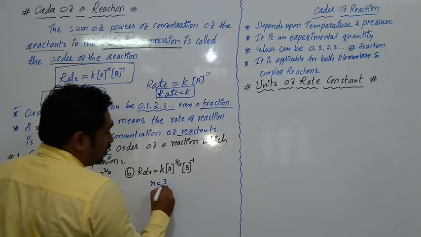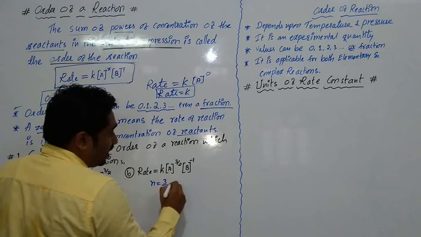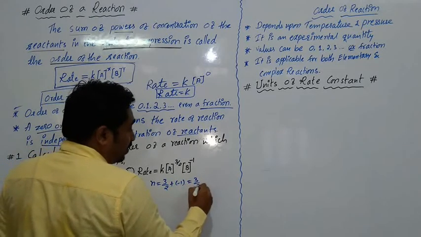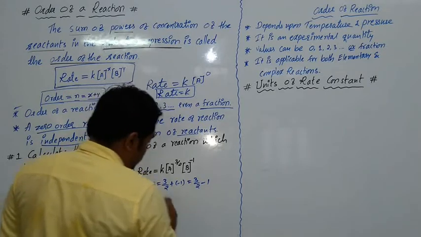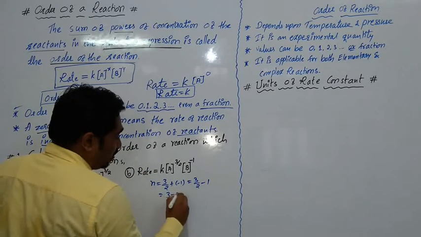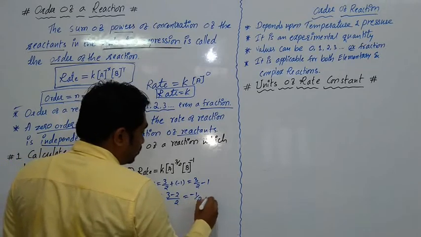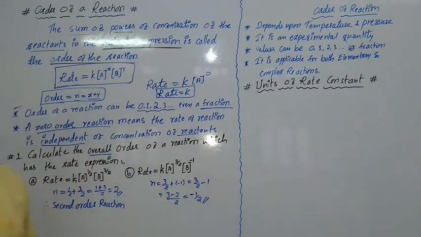So next, for this, the order is equal to x plus y. x is 3 by 2, y is minus 1. So we can write 3 by 2 minus 1, which is 3 minus 2 divided by 2, so minus 1 by 2. The order of reaction is minus half.